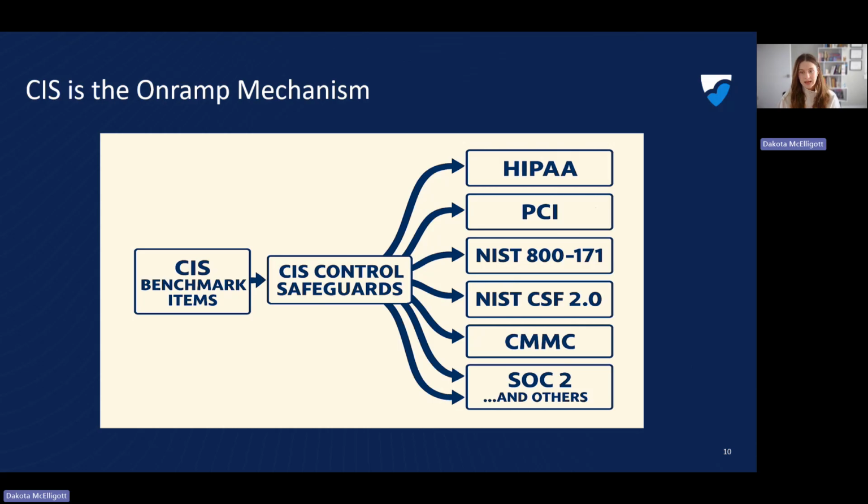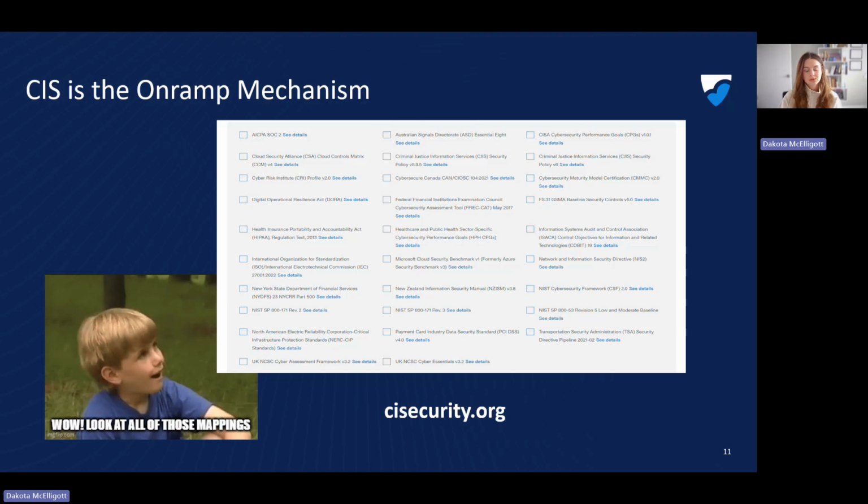And that's why CIS is the on-ramp. It simplifies the journey and reduces the lift because the heavy mapping work has already been done. And with Enforcer, all of this becomes even easier to visualize, operationalize, and utilize. A lot of lies at the end, but it's the truth across your tenants. So CIS is the on-ramp mechanism, right?